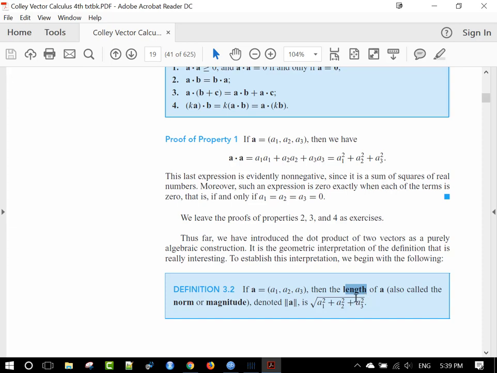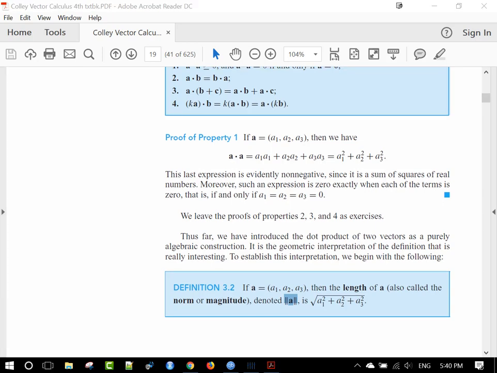But by the Pythagorean theorem, suppose we didn't have this here. Suppose it was just A1, A2, just 2 dimensions. Then the length of A, by the Pythagorean theorem that we all know, is equal to the square root of this plus that square. And for 3 dimensions, it turns out to be the same kind of thing. So this is the length according to the Pythagorean theorem, and we denote the length of a vector this way, with these double bars around it.